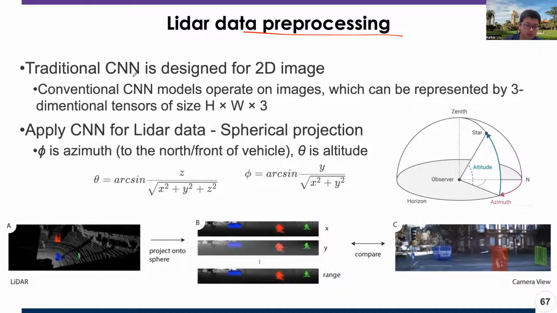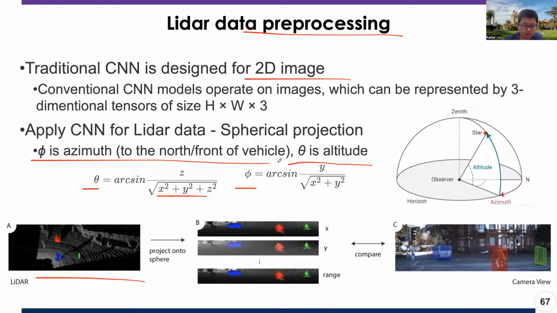Traditional CNN is designed for 2D images. The SqueezeSeg idea is that they need to apply a projection to the LiDAR data so that they can apply the CNN. One of the easiest ways: LiDAR data is typically in 3D, they have X, Y, and Z. But you can change this X, Y, Z. For example, one point over here, X, Y, Z, you can change it to angles. One is altitude, theta is altitude. One is relative to the north, the front of the vehicle. So you can use these angles to represent one point.